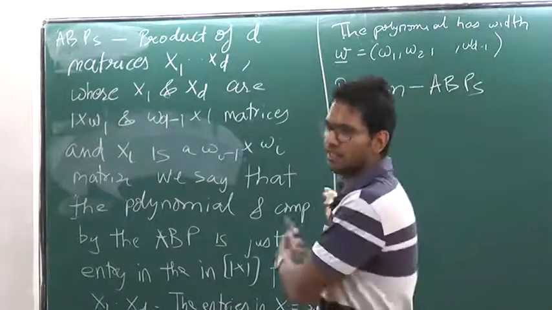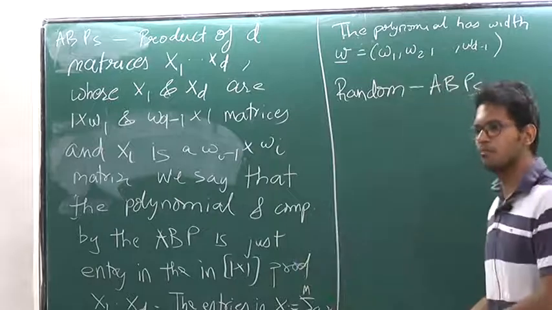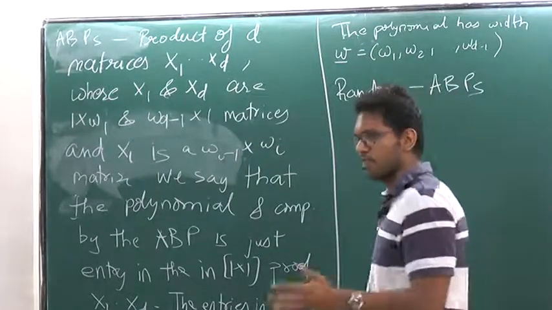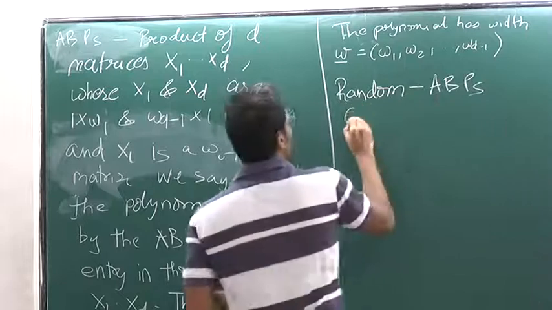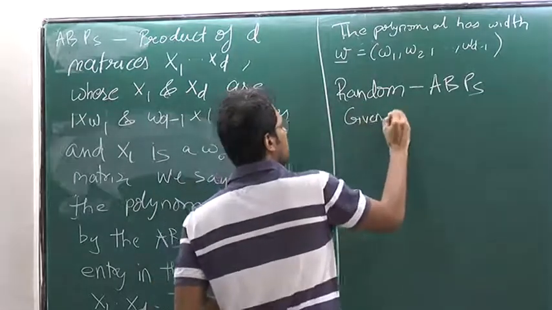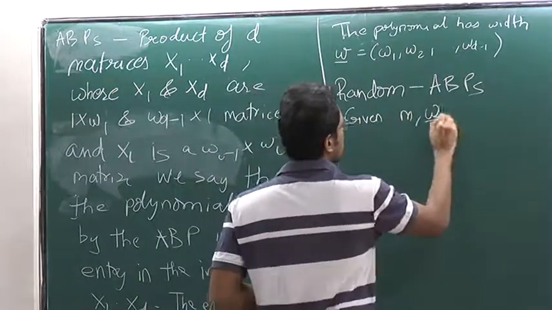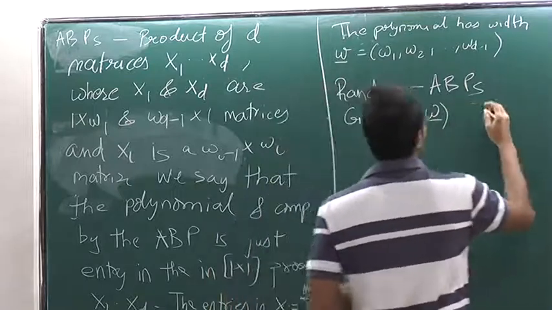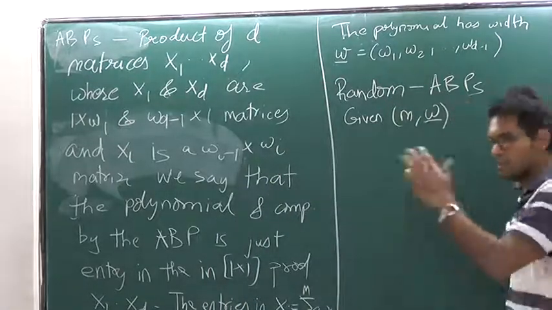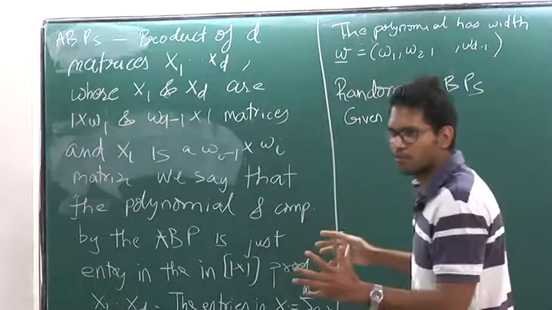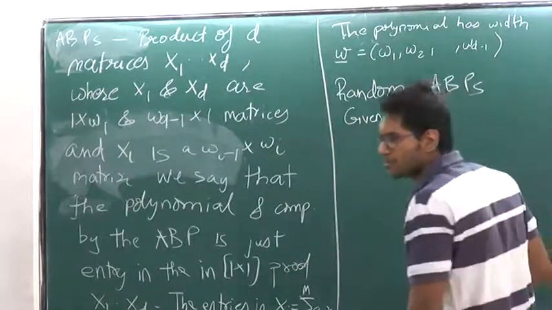You first fix the width and the number of variables, and then you sort of... yeah, good question. So fixing W means fixing the structure of the ABP. You fix the structure, and then you pick the coefficients of the linear function.